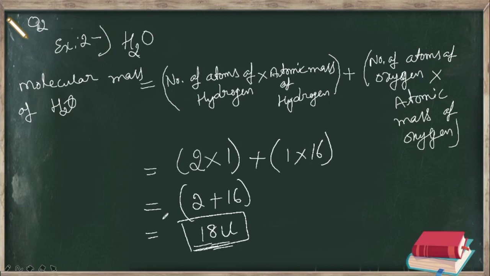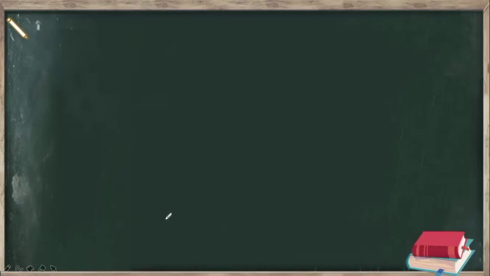I think you are getting my point, how to calculate the molecular mass of any given molecule. So shall I take one more example? The third example is HNO3. So what is that HNO3? I think you know the acids example, nitric acid.